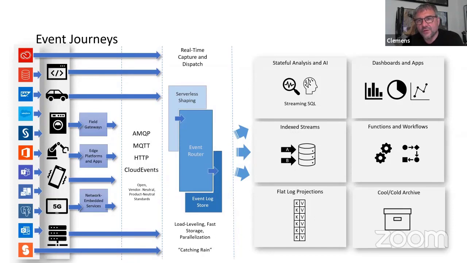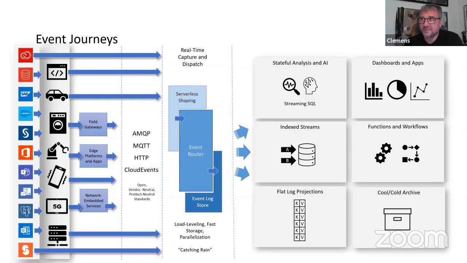All of those sources ultimately yield data that is ingested into the Azure cloud using AMQP, MQTT, HTTP, or CloudEvents. Our principle here is to be open and to use open standards. And then we have, as I said, event routers, that's Event Grid and Event Log Store, where we are catching that information, but those are just a means to an end, because we have very many services which are ultimately event-driven. So we have stateful analysis and AI, Stream Analytics, HDInsight, and many other services.